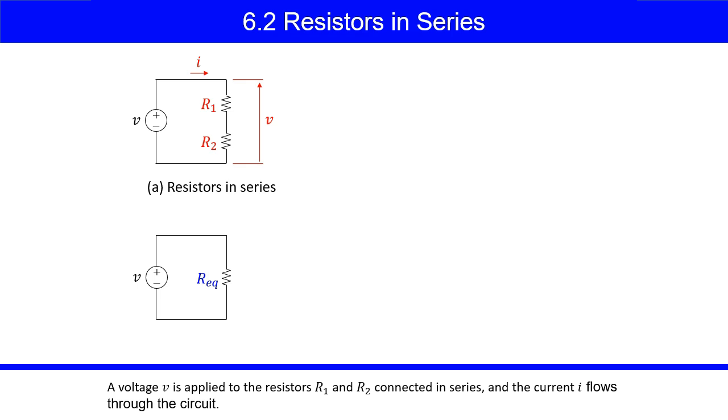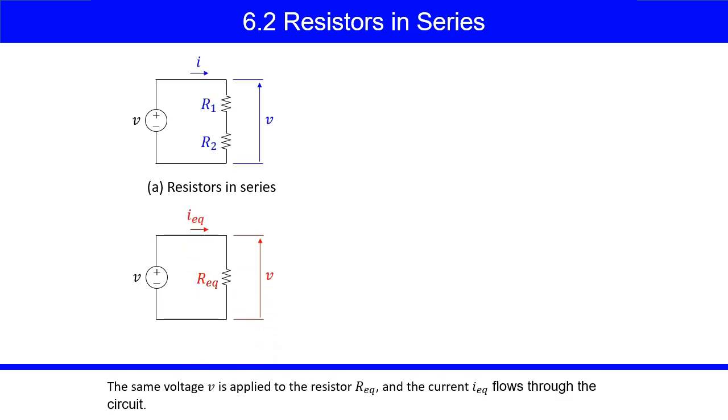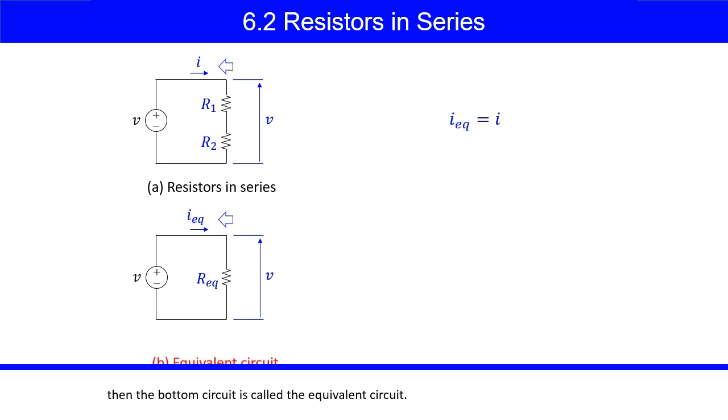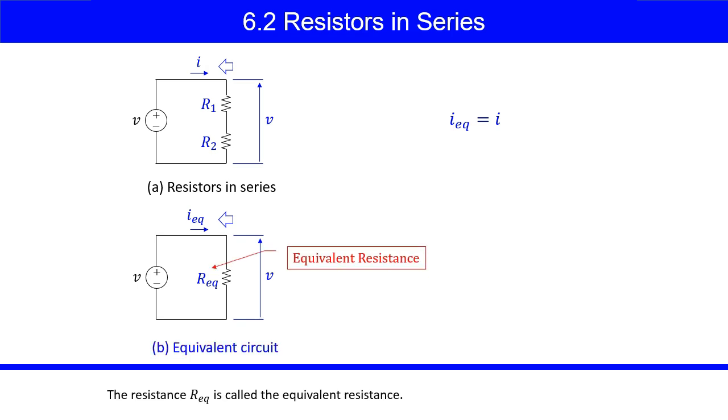A voltage V is applied to the resistors R1 and R2 connected in series, and the current I flows through the circuit. The same voltage V is applied to the resistor Req, and the current IEQ flows through the circuit. If IEQ equals I, then the bottom circuit is called the equivalent circuit. The resistance Req is called the equivalent resistance. The question is, what is Req when R1 and R2 are given?